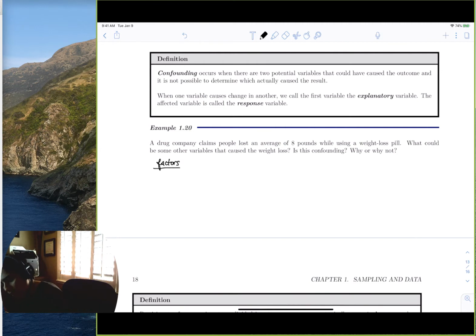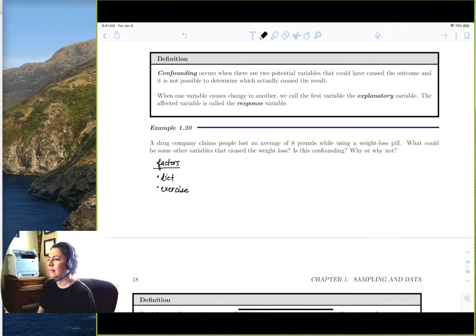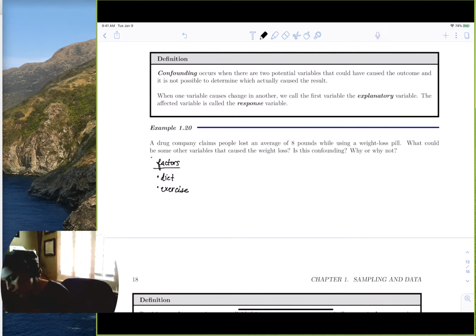So what are other factors that come into weight loss, right? Not just the shake or the pill, right? We know that diet has a ton to do with it. The other part is exercise. Okay, so those are a couple of factors, definitely.